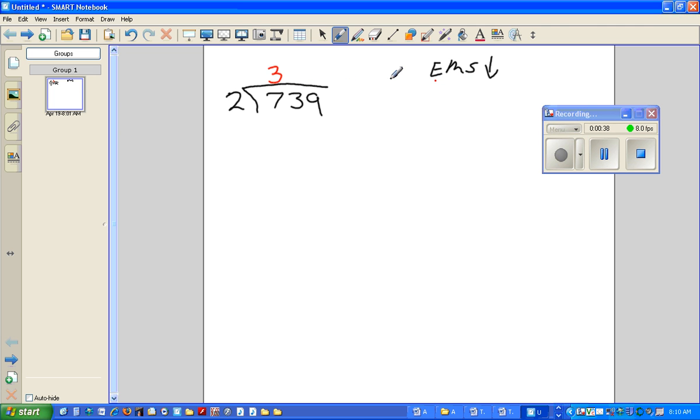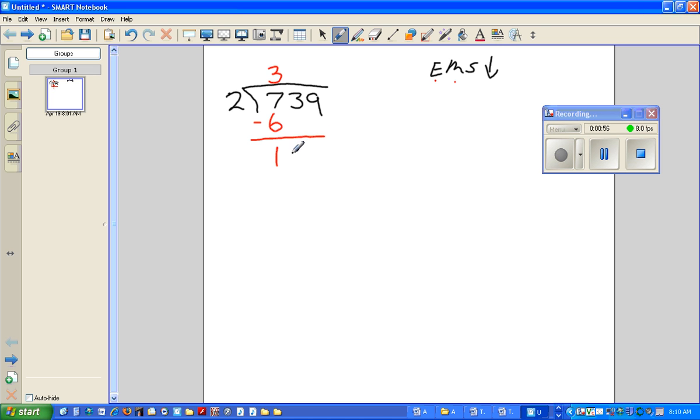What do I do with the 3? Well, you times it with the 2. Yeah, I multiply it. So 3 times 2 is 6. So I put my 6 down right here. Thank you, Ben. And now that I've multiplied, Lily, what do I do? Subtract. I subtract the 7 minus the 6, and I get a 1.